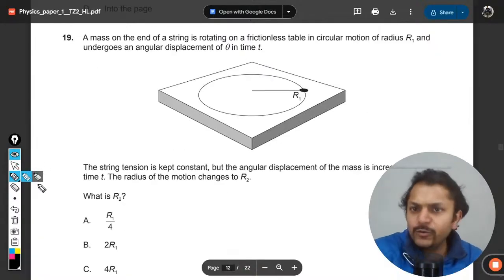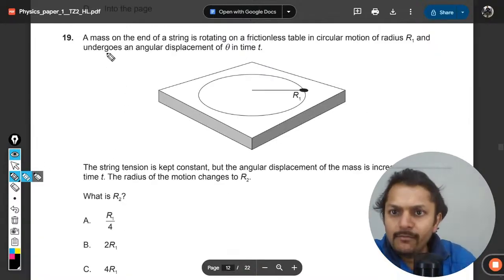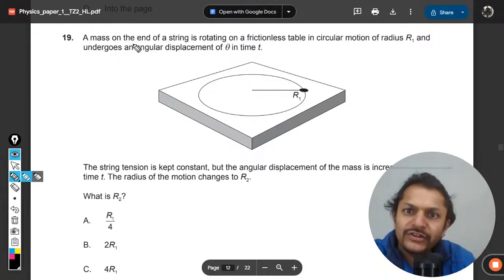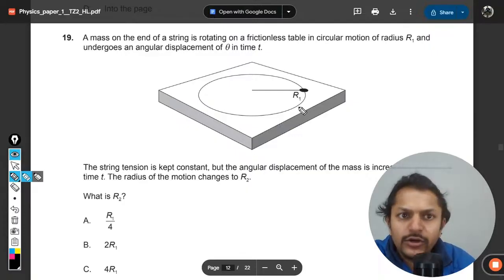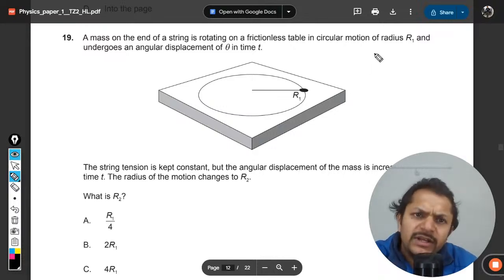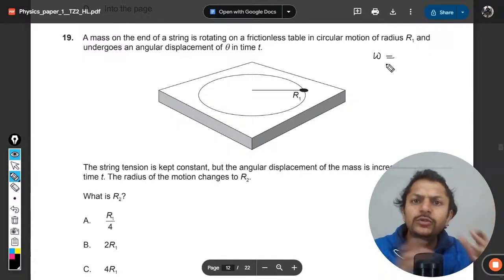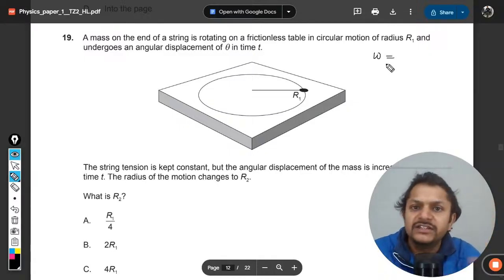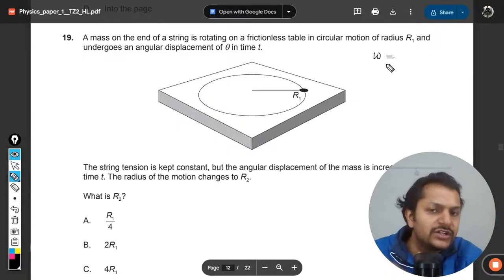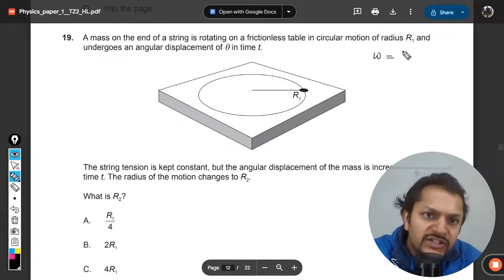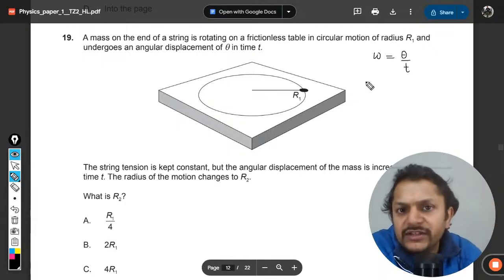Okay, dear student, let us see what is there in this question. A mass on the end of a string is rotating on a frictionless table in the circular motion of radius r1 and undergoes an angular displacement of theta in time t. It means that they literally want to talk about the angular velocity, but they do not want to say that the angular velocity is omega. Instead, they're talking in the terms of theta and t. So this will be equal to the angle traversed divided by the time it has taken.